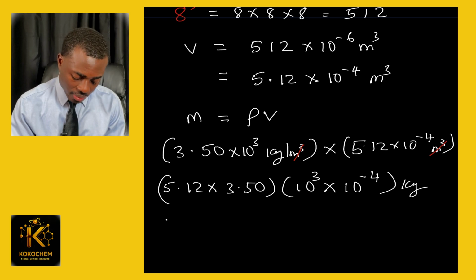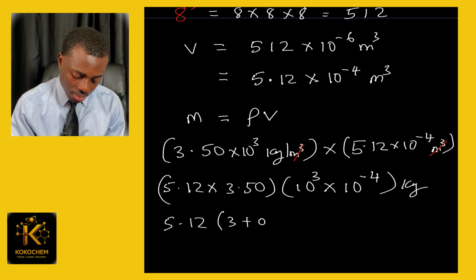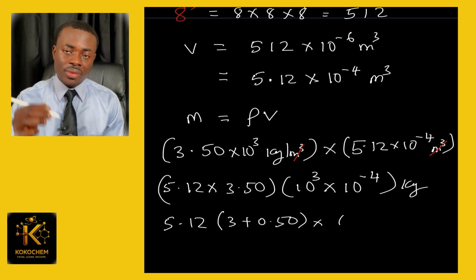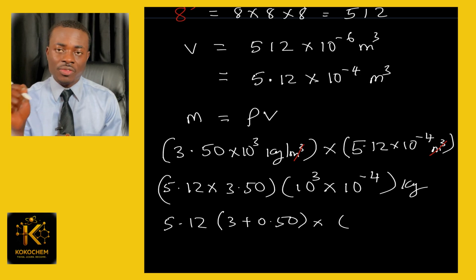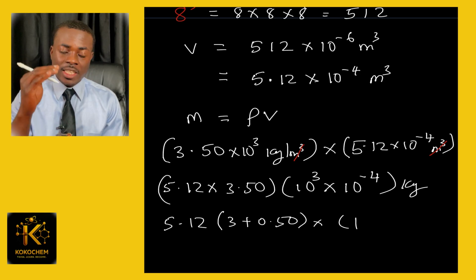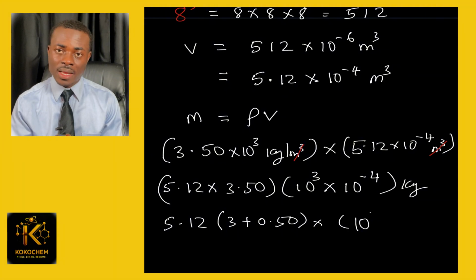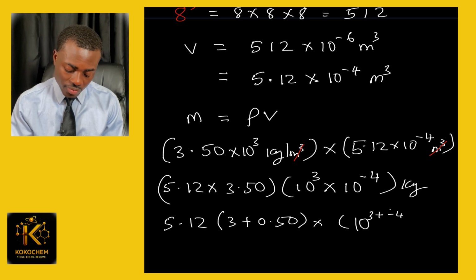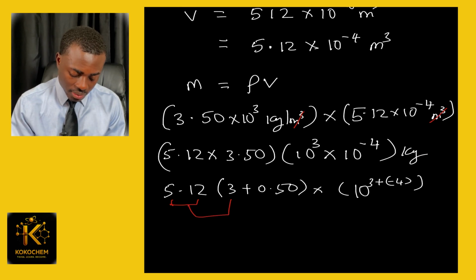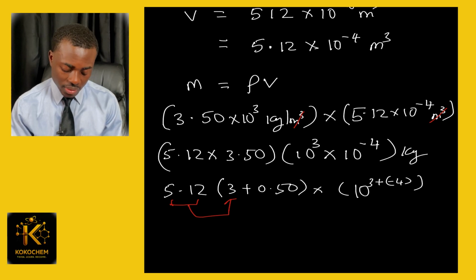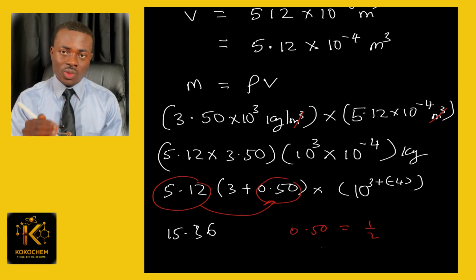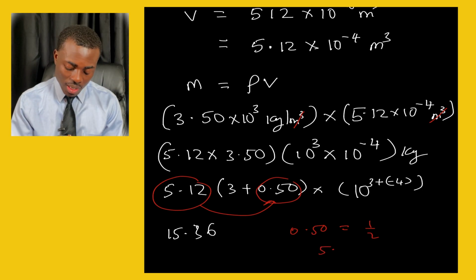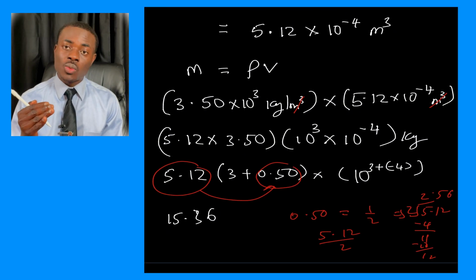So I will simply write 5.12 open bracket 3 plus 0.50 times 10 power 3 times 10 power negative 4. The exponent will be adding because we are multiplying numbers with the same base. So it will be 3 plus negative 4. 5.12 times 3 will give you 15.36. Then 5.12 times 0.5 is the same thing as saying 5.12 divided by 2, which will give you 2.56.